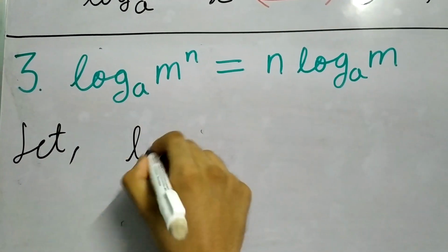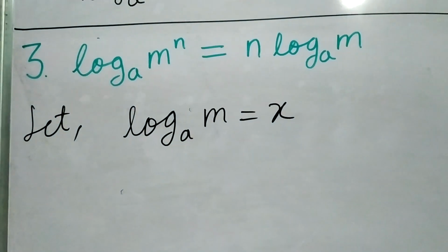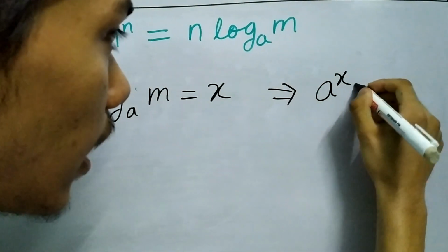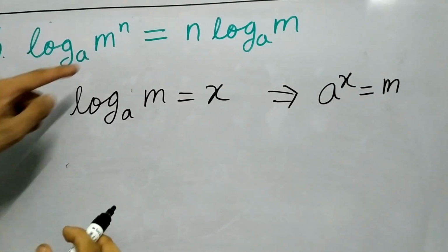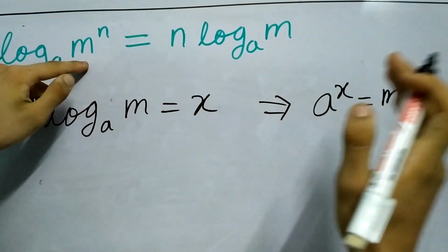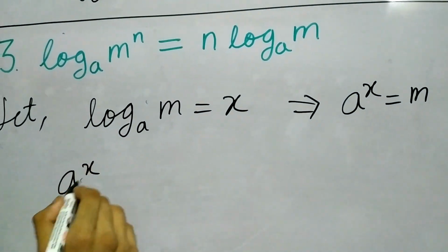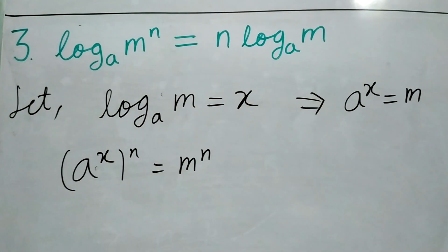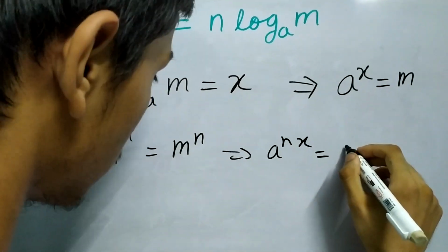So we let log base a of m equal to x. Now this means that a to some power x is m. Now we need m to the n. So what we'll do is we'll raise both the left hand side and the right hand side to the nth power, which means a to the x, all to the power n, is equal to m to the power n. Now this means a to the nx is equal to m to the n.